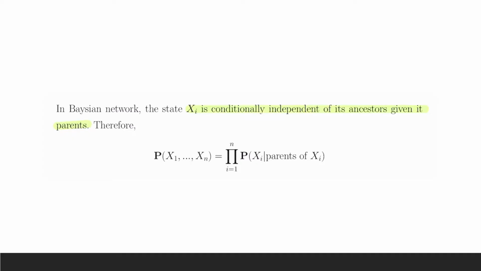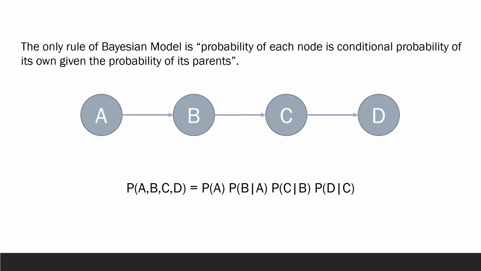In a Bayesian network, the state xi is conditionally independent of its ancestors, given its parents. Therefore, we will get this equation. The only rule of the Bayesian model is that the probability of a node is the conditional probability of its own, given the probability of its parents. For the first example, as you can see, the network is connected in series.